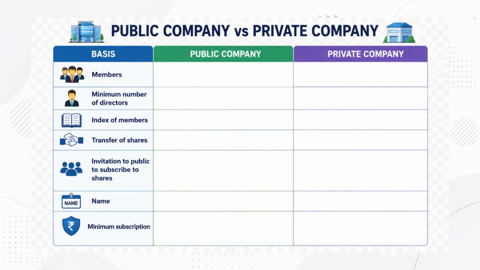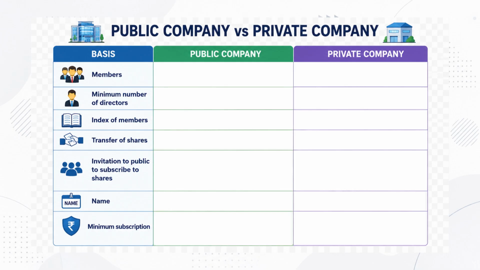Let us understand minimum subscription. Minimum subscription means that when a company makes a public issue, at least 90% of the offer must be subscribed. Now, let us look at the types of companies. The main types are public companies and private companies.